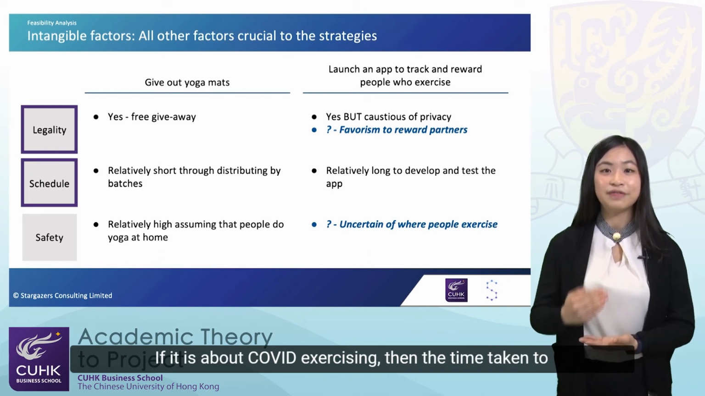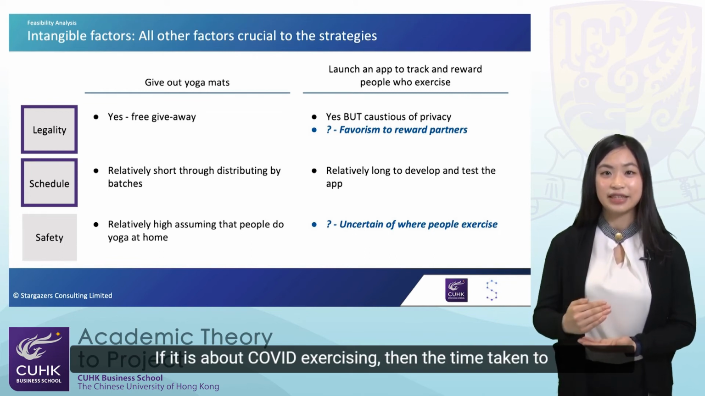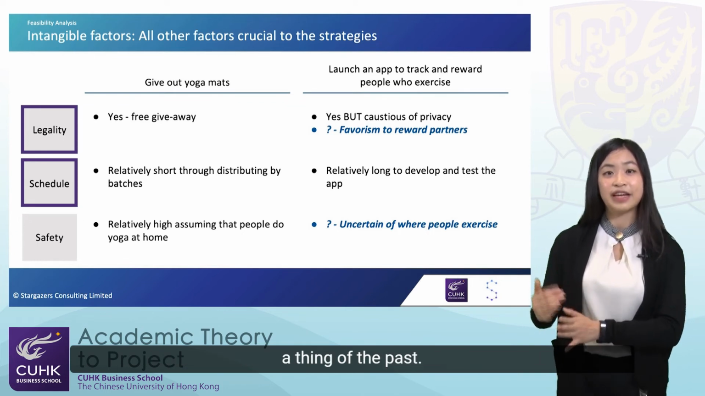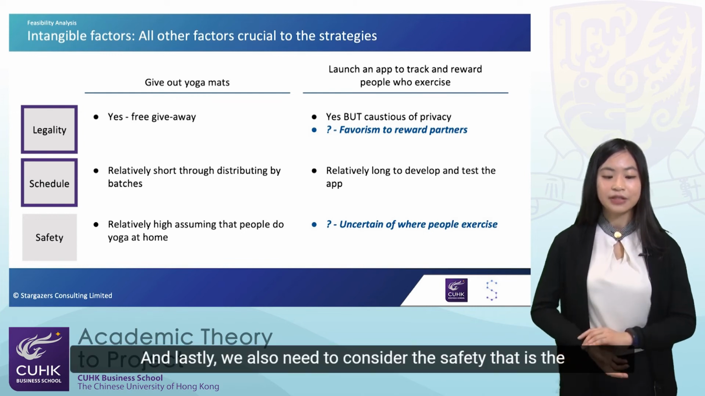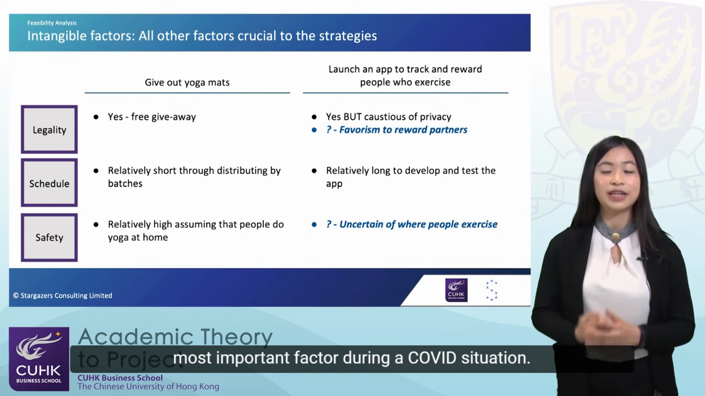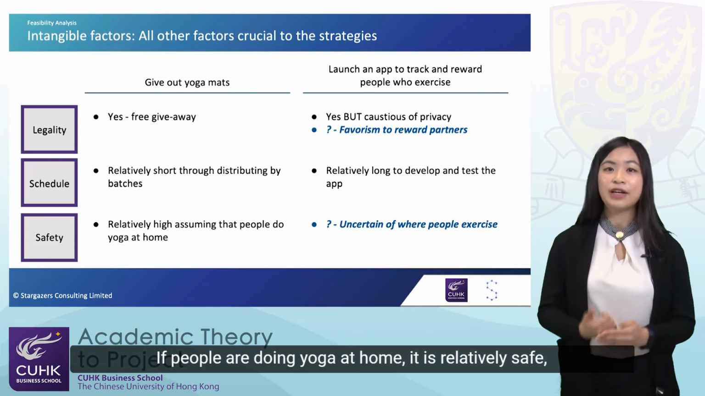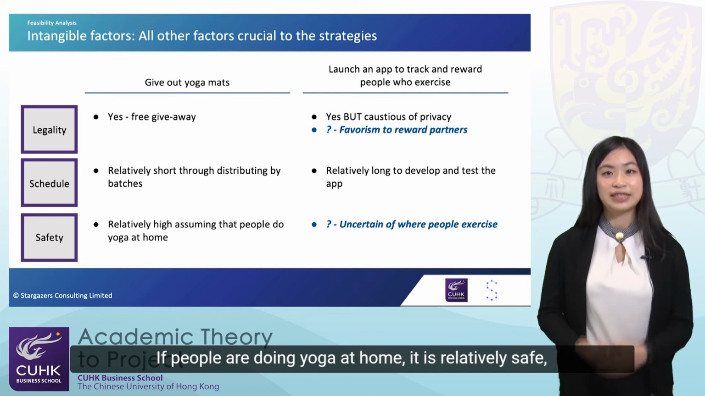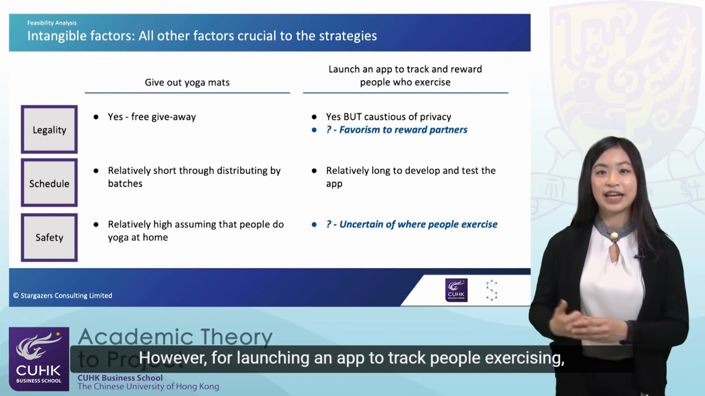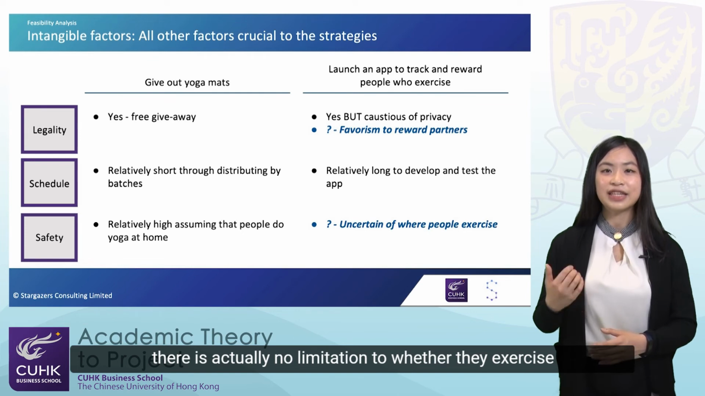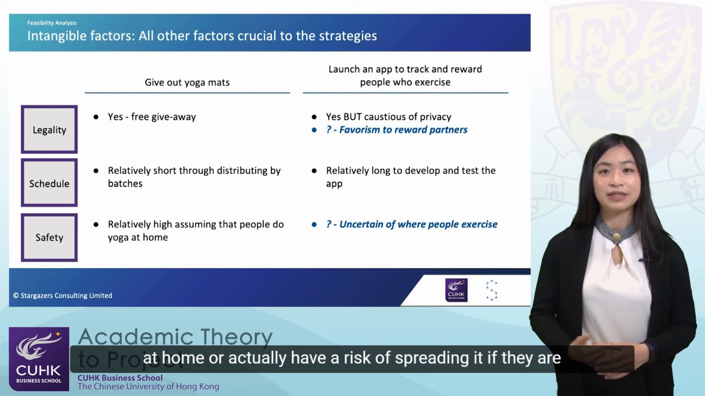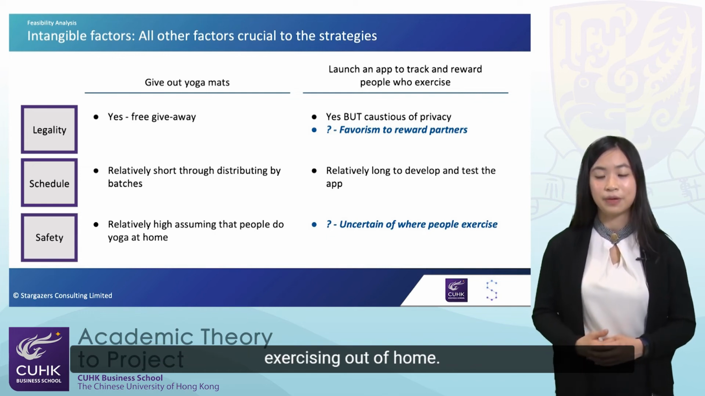If it is about COVID exercising, then the time taken to develop the app may already be too long when COVID has become a thing of the past. And lastly, we also need to consider the safety. That is the most important factor during a COVID situation. If people are doing yoga at home, it is relatively safe as you can still do the social distancing. However, for launching an app to track people exercising, there is actually no limitation on whether they exercise at home or have a risk of spreading it if they are exercising out of home.